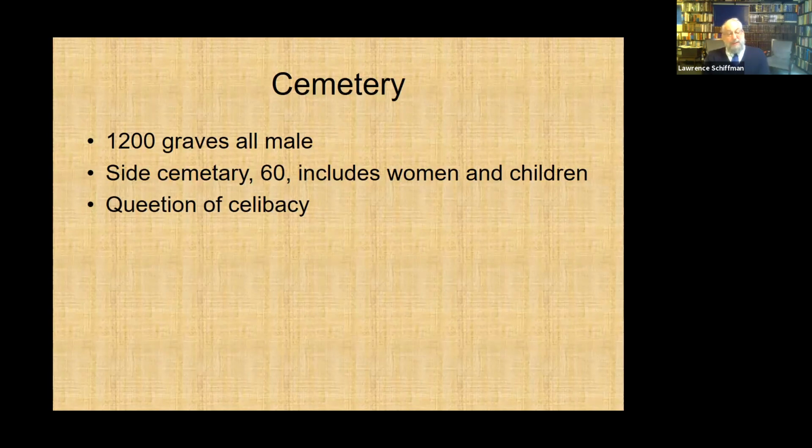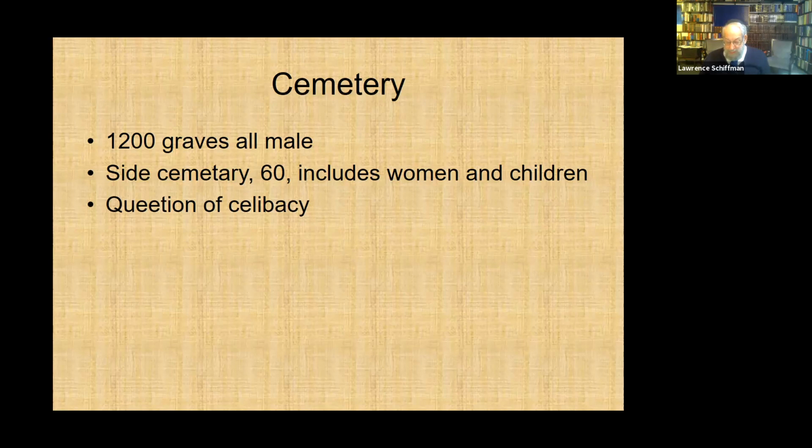There is a main cemetery with 1,200 graves that are all male. There has been some discussion of female graves, but the females are facing a different way and are Bedouin. I don't want to have to get into the details of this now. They're Bedouin from the 1800s. They're not the original Qumran cemetery. Now, the Qumran cemetery, there's also some side cemetery with some women and children.